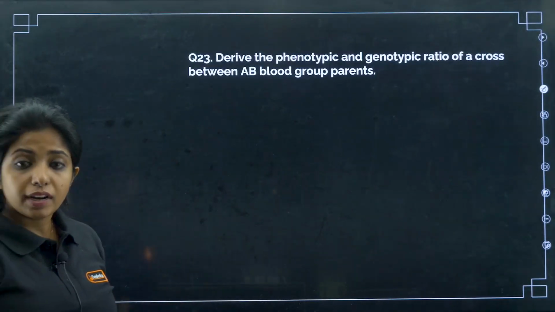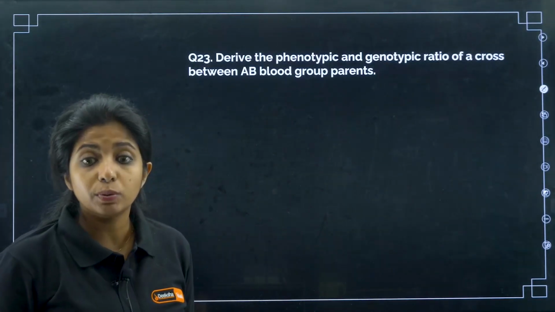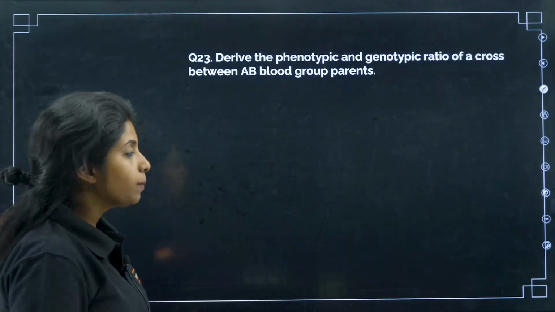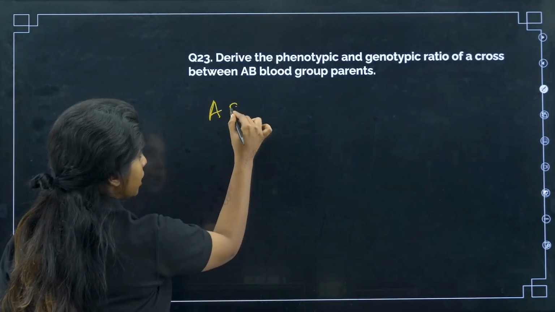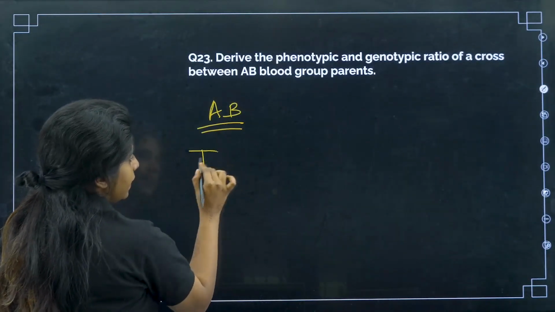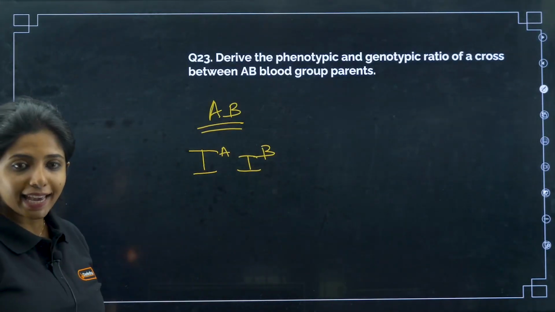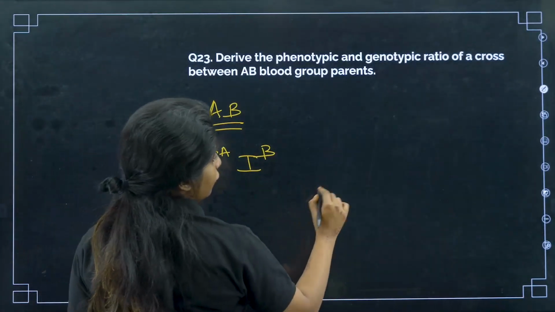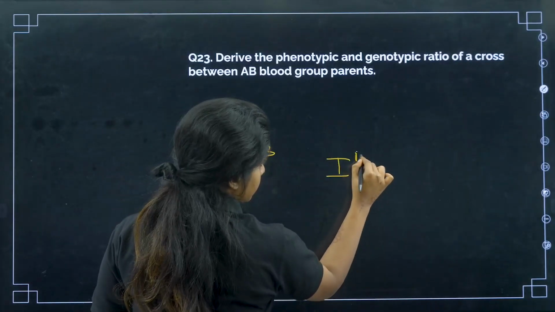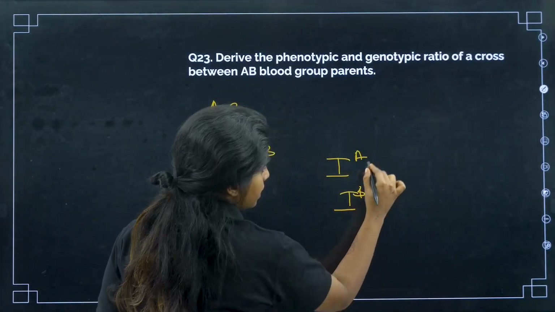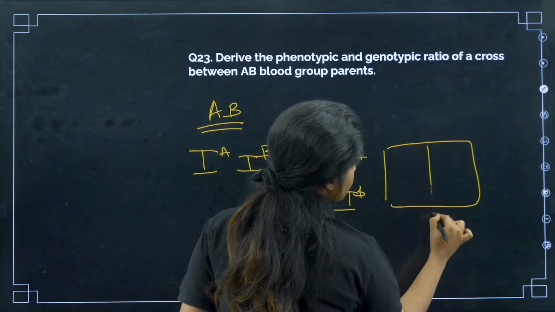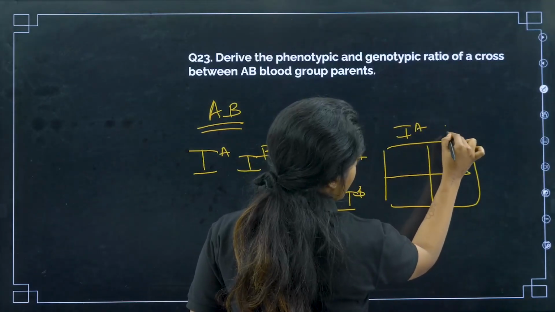Okay, now derive the phenotypic and genotypic ratio of a cross between AB blood group parents. Now please my dear children, when I say AB blood group, what is the allele? The allele will be IA, IB. Okay, now if I'm putting it in a Punnett square, this is IA, IB in one parent. Similarly, the other parent will also be having IA and IB.